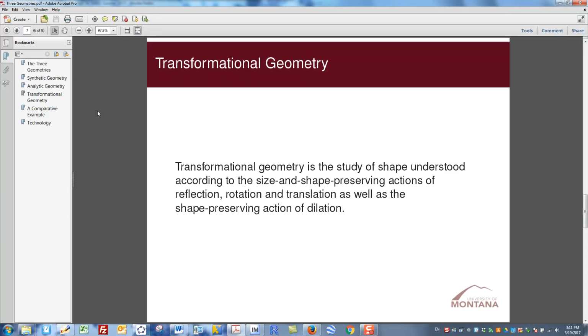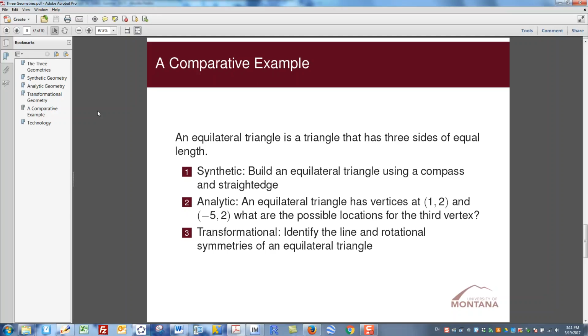Okay, well, let's take a look at a comparative example. What I want to do is contrast these three systems or ways of thinking by studying a single object, and that's an equilateral triangle. Let's define it first. An equilateral triangle is a triangle that has three sides of equal length.